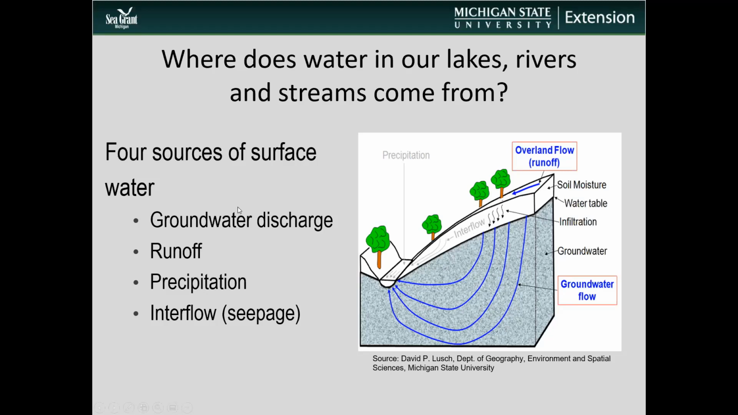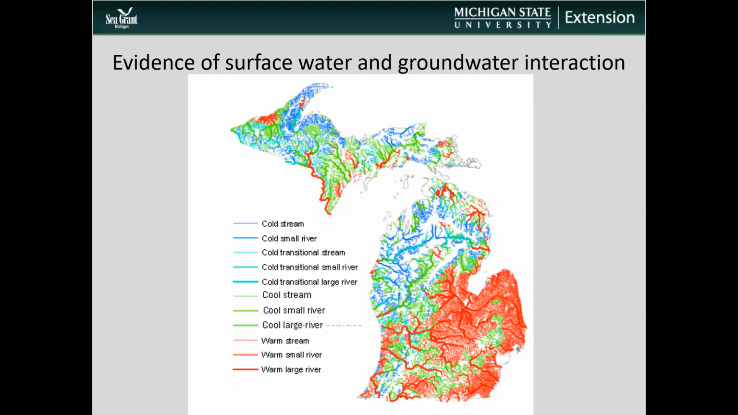So groundwater discharge or base flow and runoff are our two primary sources of water in streams. So why do we care about that? Do we care about that? Yes, we do. And it's because, number one, groundwater is influencing surface water. Groundwater is discharging to surface water, so it's influencing the amount of water found in the stream. But because of that, it's also influencing the temperature of water in our surface water supplies.